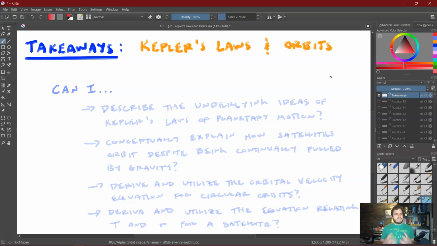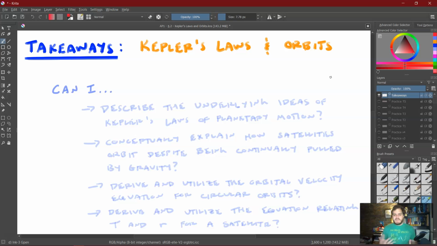Can we conceptually explain how a satellite will orbit an object despite being continually pulled by gravity? Because remember, it's continually falling around the surface of the object that it is orbiting. Can we derive and utilize the orbital velocity equation for circular orbits? So, how do we derive that? We set the centripetal force equal to the gravitational force from Newton's equation for the universal law of gravitation. We set them equal and we solve for v.